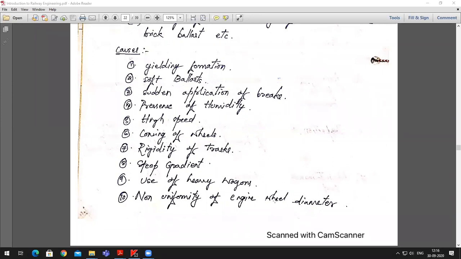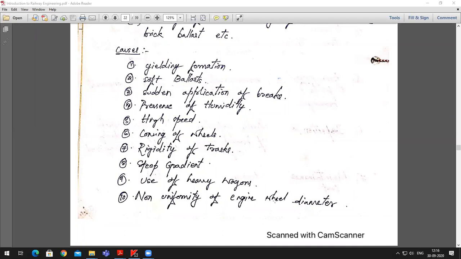Then lastly, the non-uniformity of the engine wheel diameter might also be a cause of this particular defect. Just like how the tires of a vehicle get worn out after certain period of time. Okay, we all use motor vehicles, right? We use two-wheelers, we use four-wheelers. I don't think the tire would be the same after 40,000 kilometers of running, isn't it? So as and when the vehicle runs on the road, the wearing of the tires takes place. So the diameter will obviously get reduced.